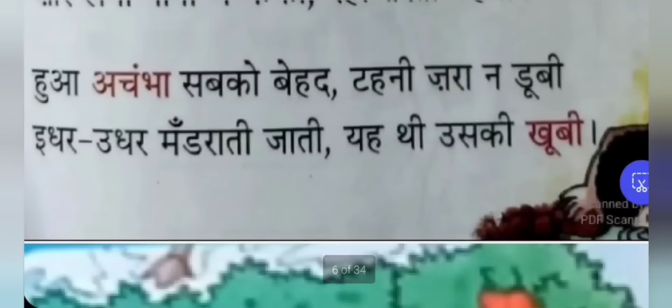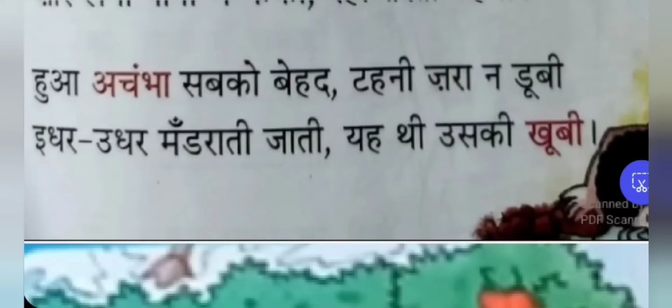हुआ अचंबा सबको बेहद, टहनी जरा ना डूबी, इधर उधर मंडराती जाती यह थी उसकी खूबी. हुआ अचंबा means everyone got surprised. Everyone got very shocked that it should have sunk, but it was floating on the water. So टहनी जरा ना डूबी means not even a little, it didn't sink. डूबी means sink, which didn't sink even a small amount. The tehni, the branch of the tree, didn't sink. Idhar udhar mandrati jati, like bees and butterflies moving here and there, right?